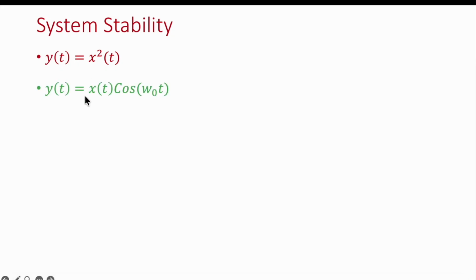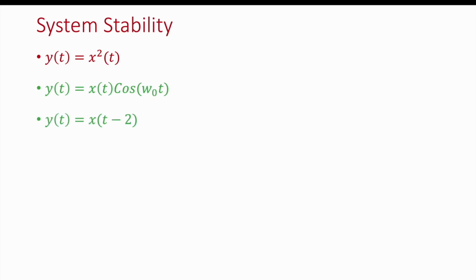Second example is x of t cos omega naught t. So you can see again that the maximum and minimum value of cos is from plus 1 to minus 1, and x of t is again a unit step. So if x of t is a unit step multiplied by 1, again the system is a stable system.